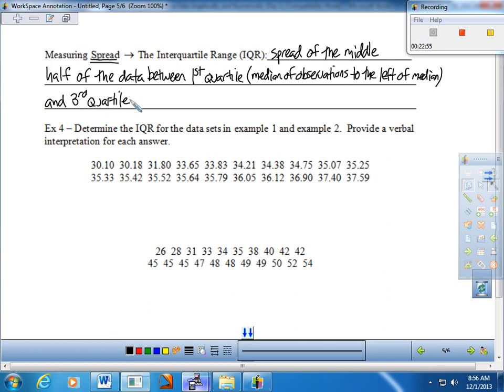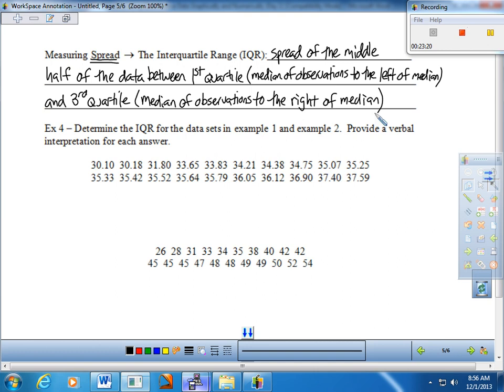Okay, so a lot of vocabulary coming your way here today and a lot of definitions. And of course, I think you could probably guess what the third quartile is going to be. It's the median of observations to the right of the median. Okay, very good. So we'll see this obviously in play here.